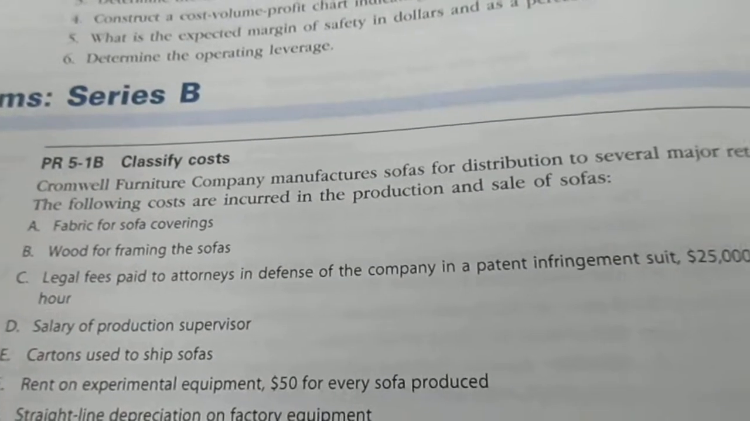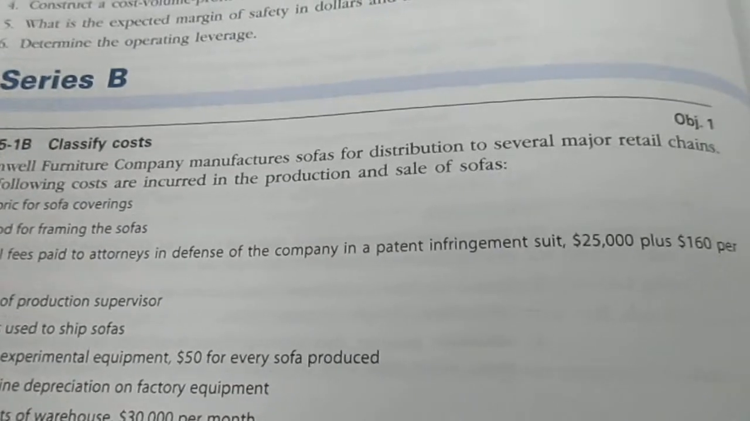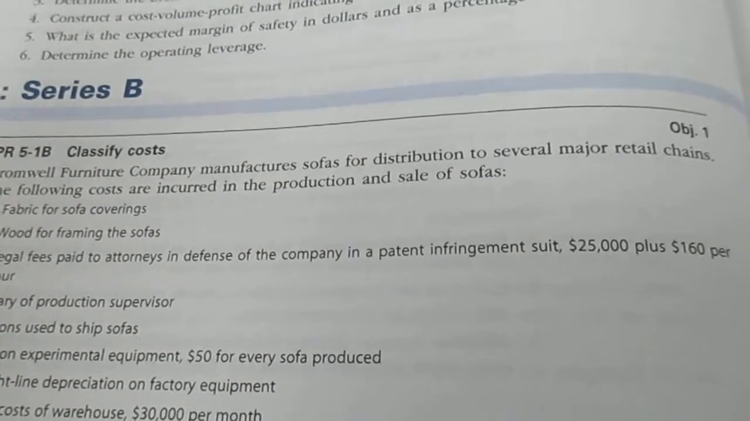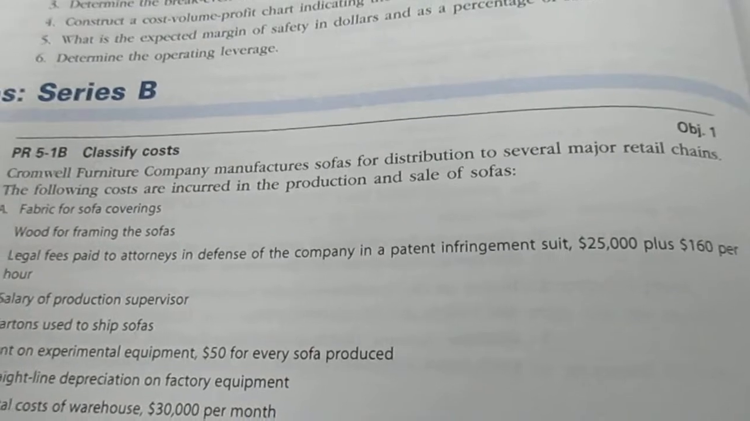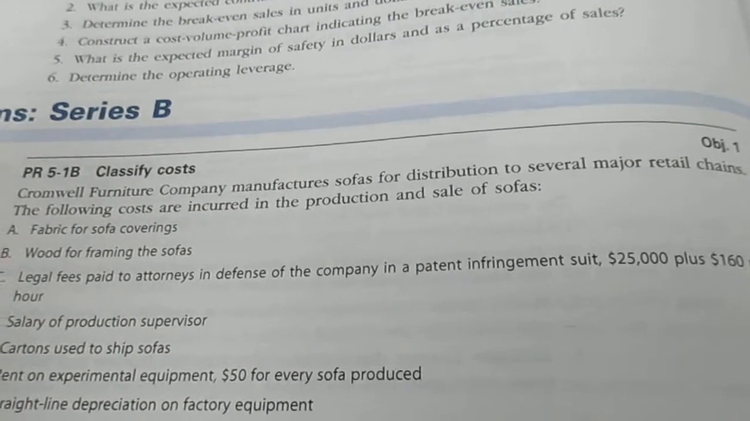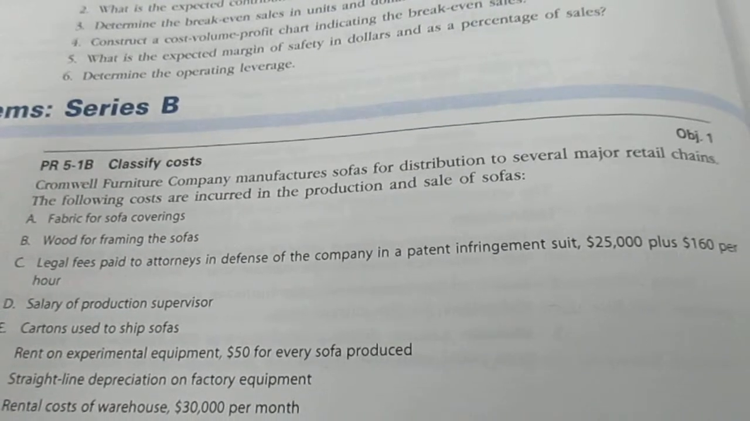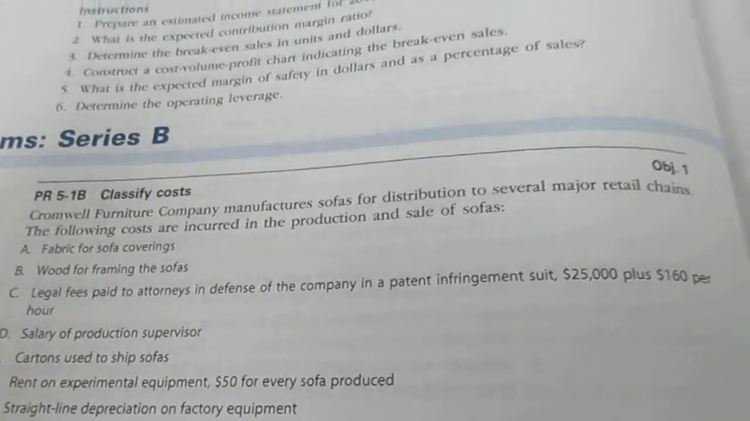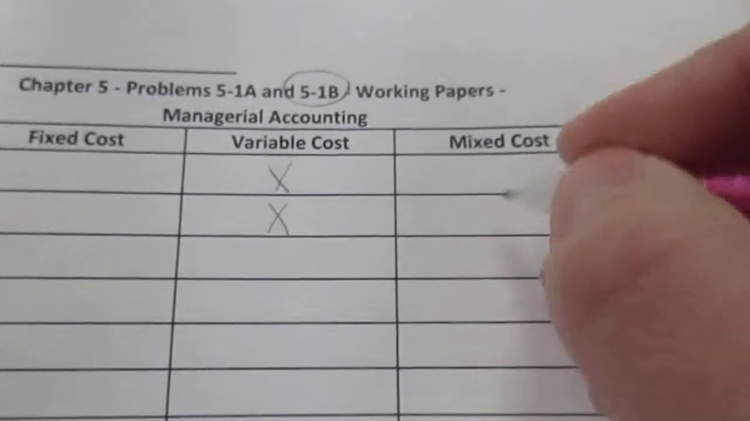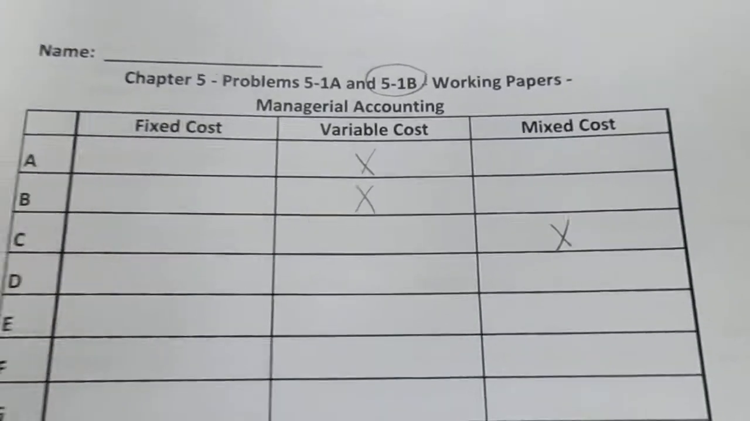Letter C, legal fees paid to attorneys in defense of the company in a patent infringement suit, $25,000 plus $160 per hour. So we have a fixed rate of $25,000 and we have a variable rate of $160 per hour. So that's going to make letter C mixed. So we're going to put our X for letter C in the mixed cost column.